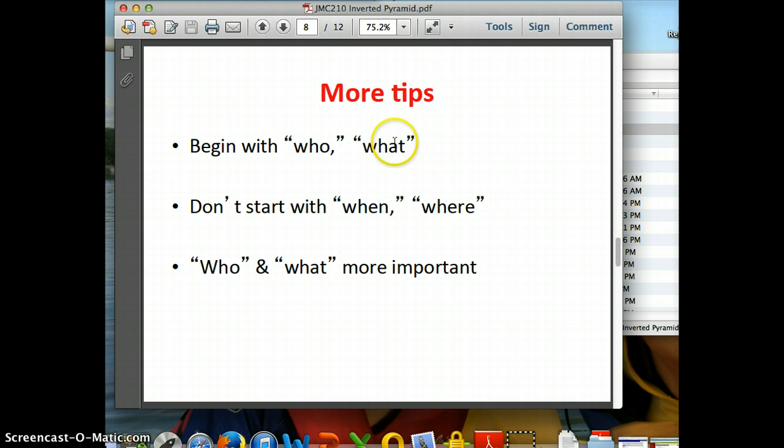Some tips. When you are writing your lead, begin with who or that. People are interested in who did something or what happened. People are interested in that. People are not interested in when and where it happened. So never start with when and where. For instance, don't start your story Thursday in Denver. That's not a good way to start because no one cares when and where it happened. They care what happened and who it happened to.